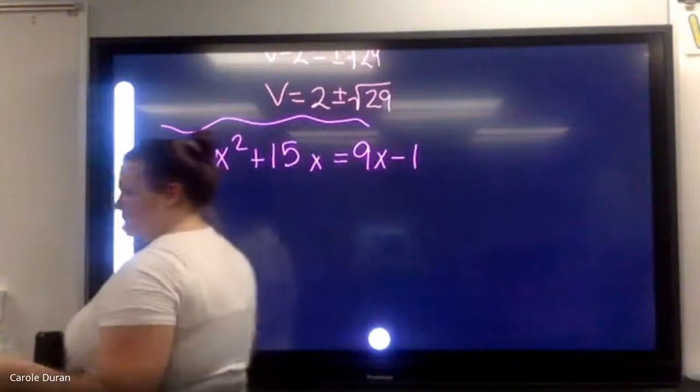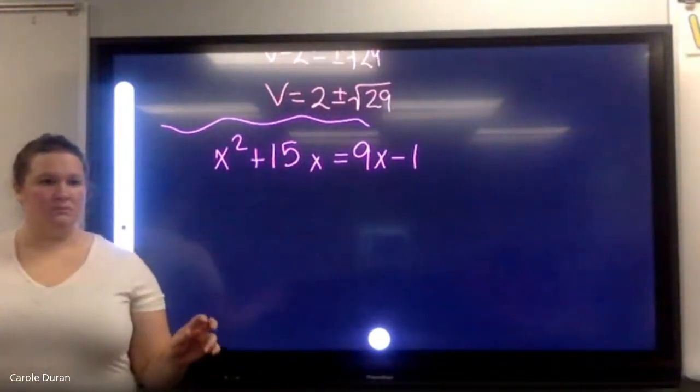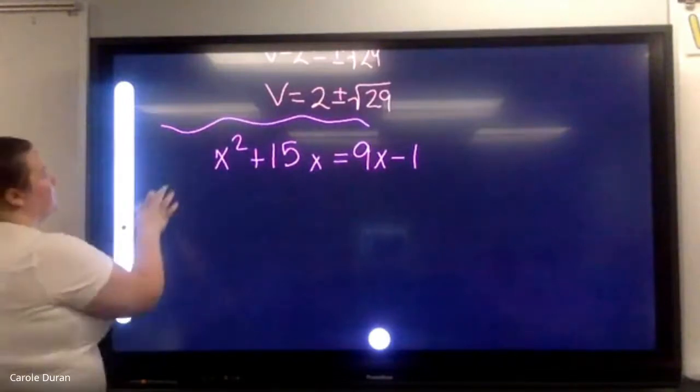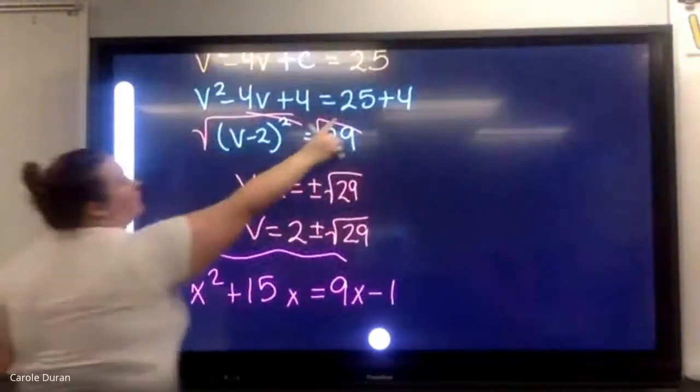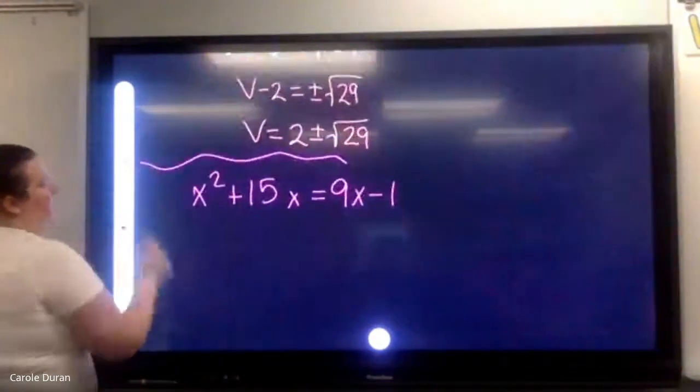Wait, in the last problem, we were adding 29 to -4. Wouldn't it be 25? Yeah, that's what we had. And then we completed the square and had to add the 4 again.